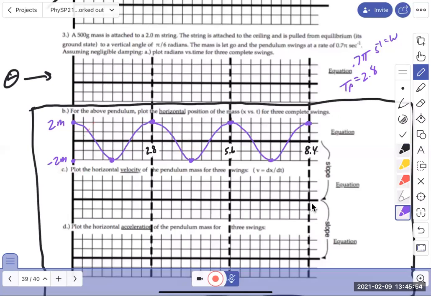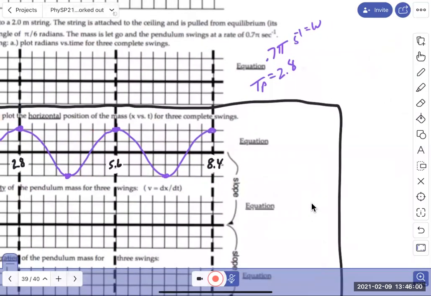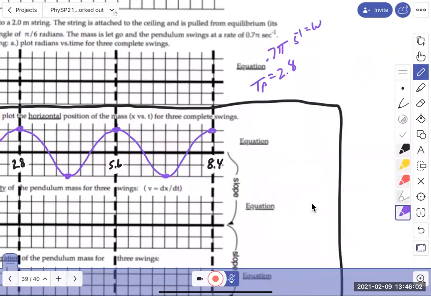And the equation is x of t equals A cosine, so A is 2 meters. I'm going to be lazy: x of t equals 2 meters cosine omega t, which is cosine of 0.7 pi t, in meters. So that's my equation. Now let's get to the new stuff.